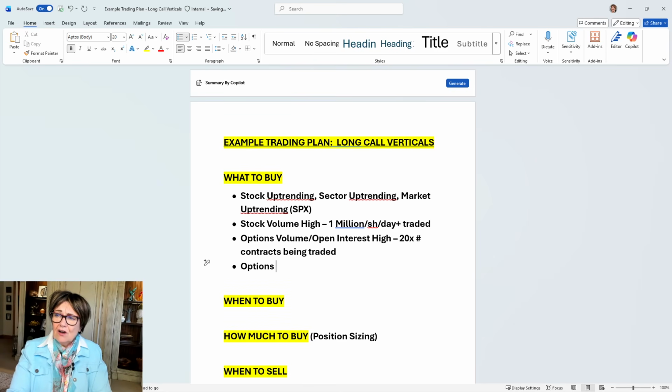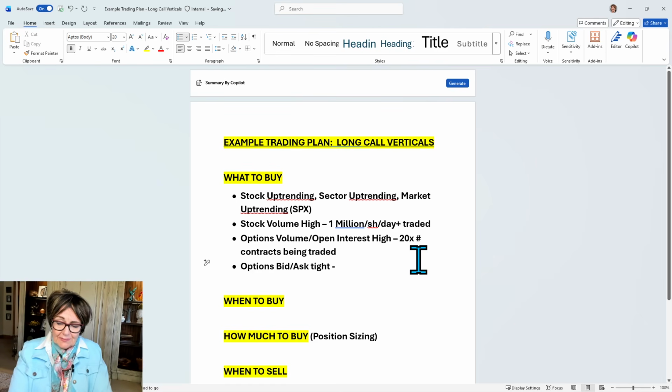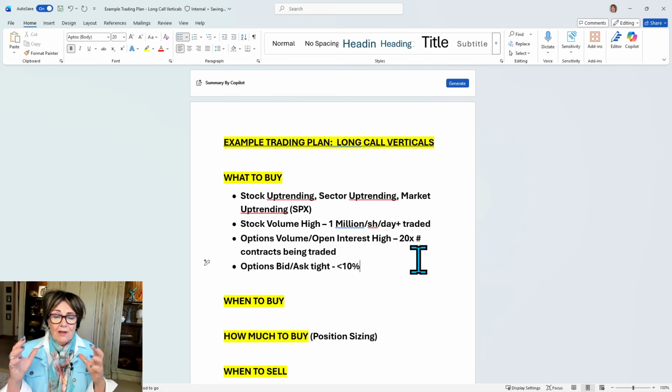Others might say, I'm not even going to put that in there. As long as the options bid-ask spread is tight, I'm okay, because if that's tight, then probably there's enough volume. But you can list that as a specific requirement, and you might say that you want it to be under 10%. You might also say 5%. But at 10%, if we have an option that costs, say, in the neighborhood of $5, we want the bid-ask spread to be 50 cents or less.